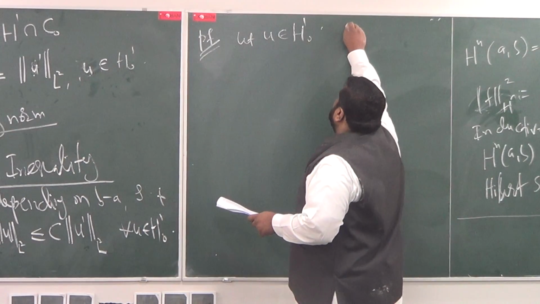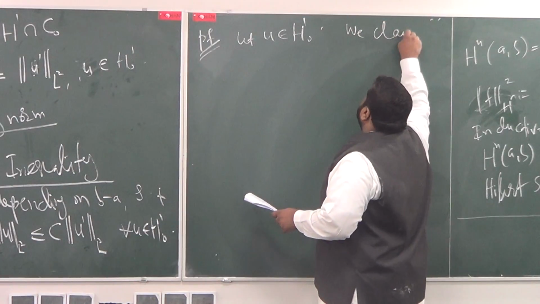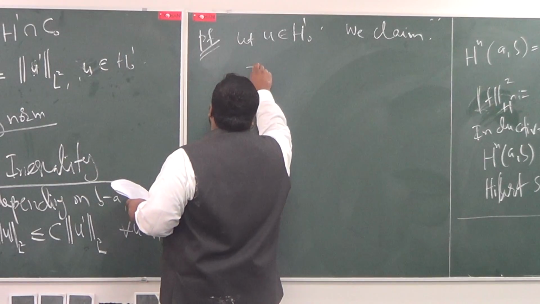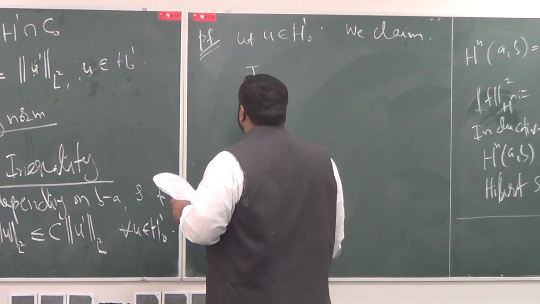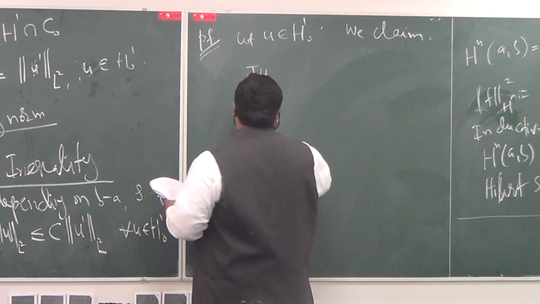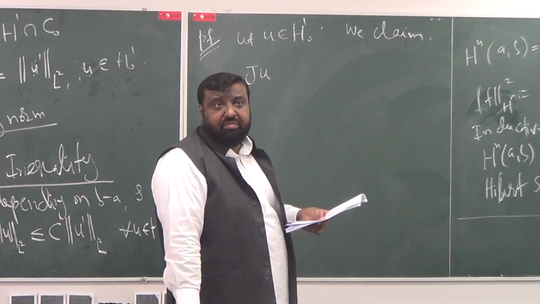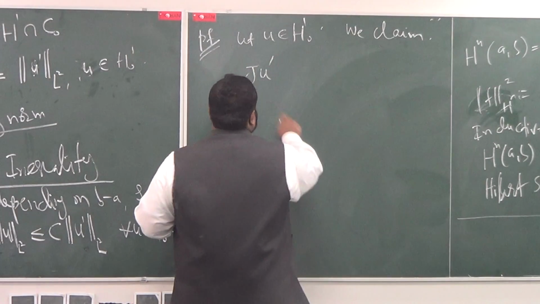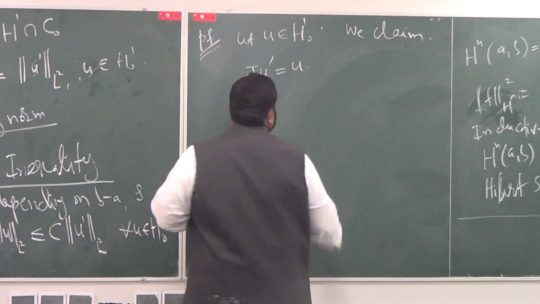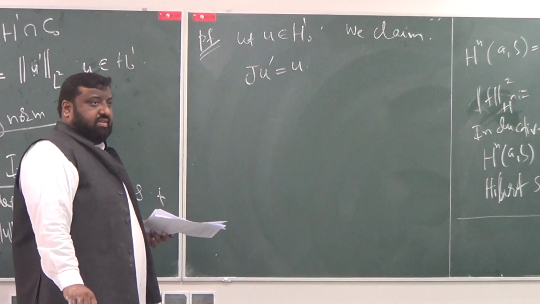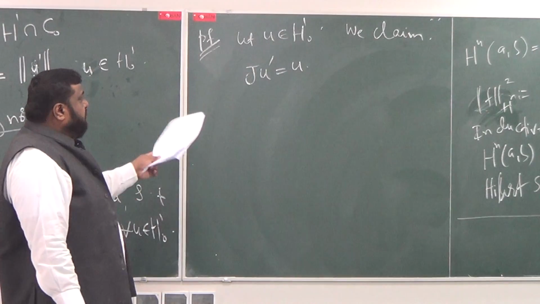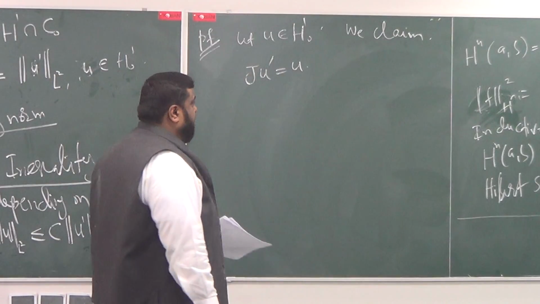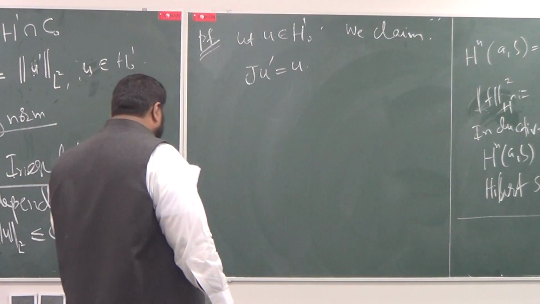So we claim that for each such u, if you integrate, okay, J was the integration operator, if you remember, so if you integrate the weak derivative, you're going to get u. Okay, you're going to get u. And once we have this, we are done actually. And why are we done? Because of the result which I'm going to quote again now.